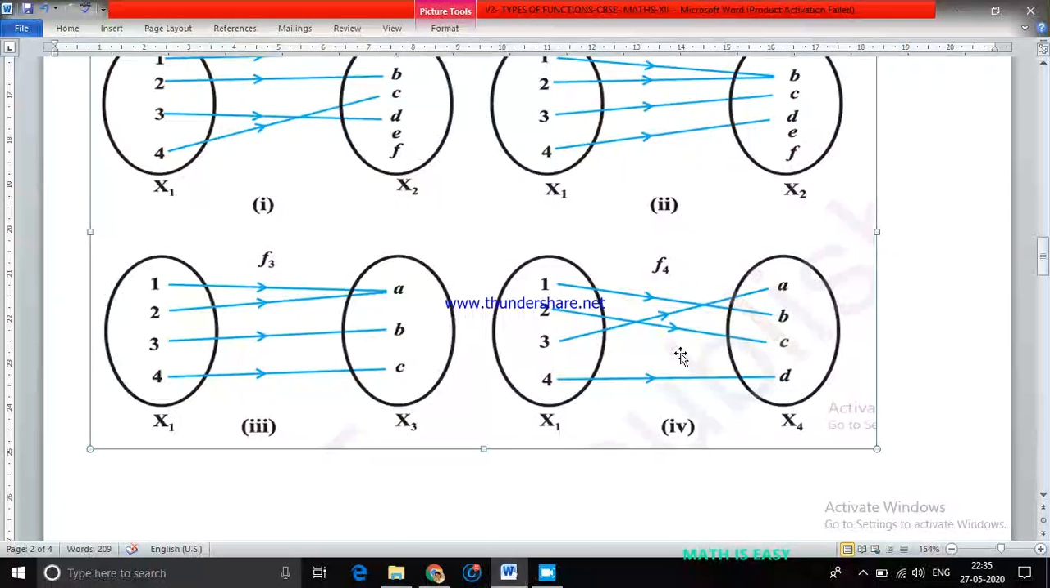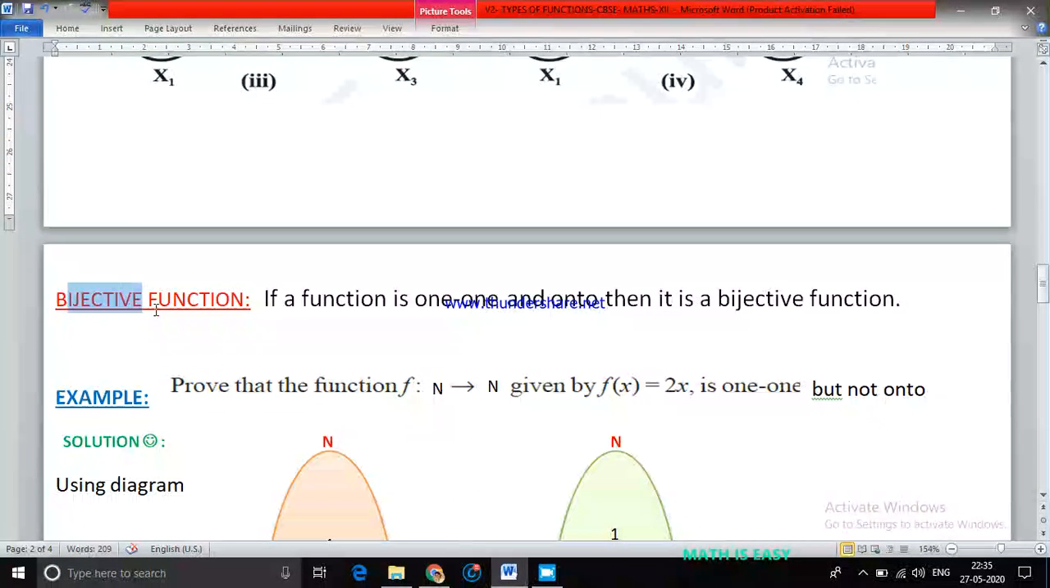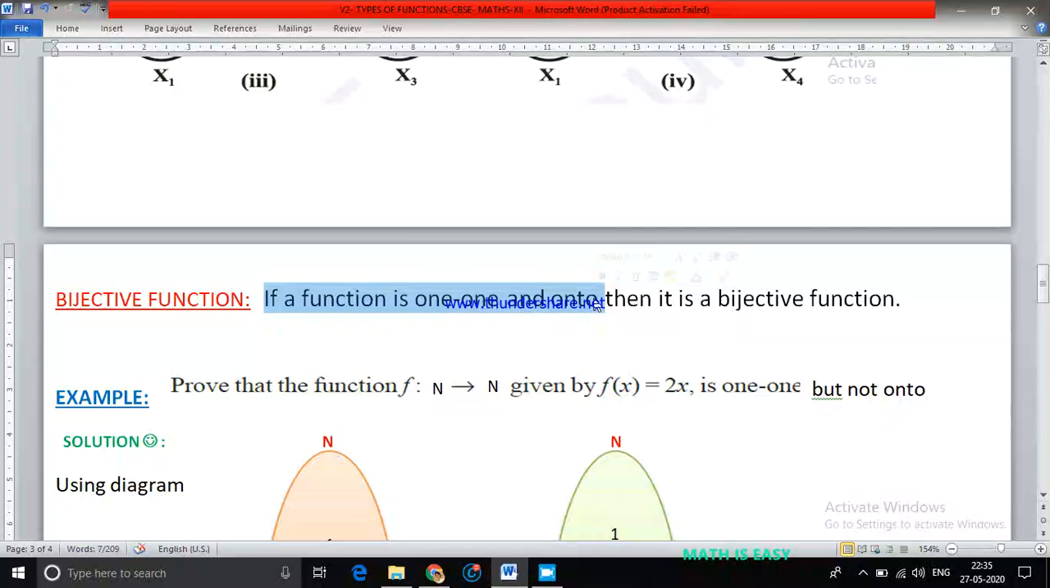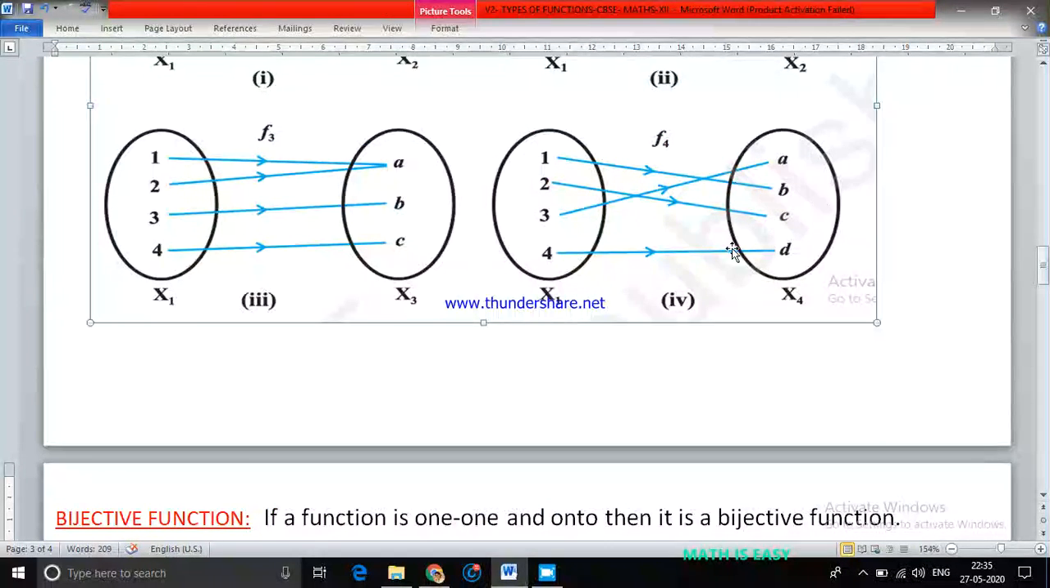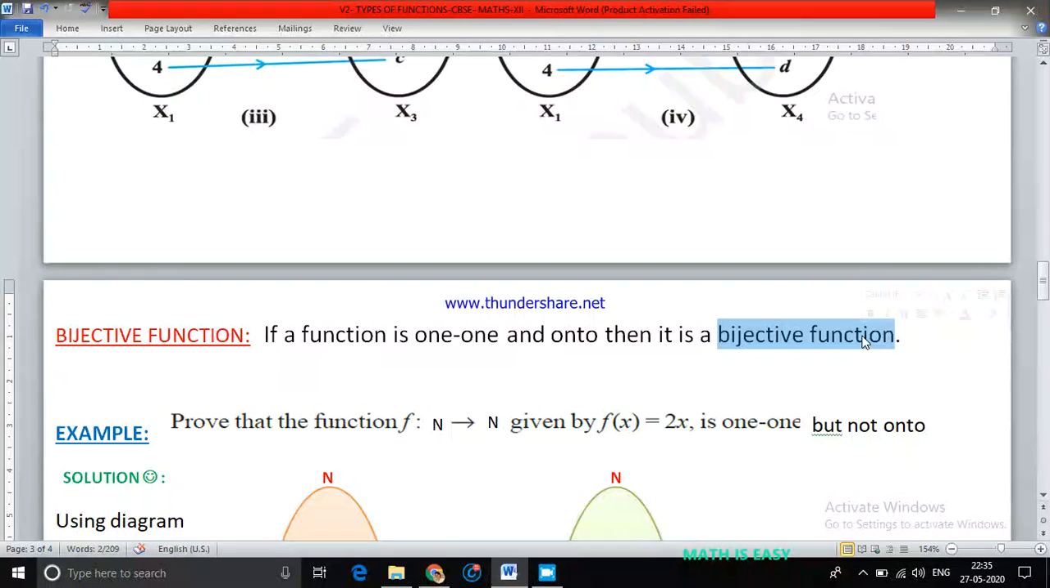So, we discussed one-one functions and onto functions. Now there is the bijective function, the third type. This is easier. If a function is one-one and onto, like example 4 here, where both are satisfied, such functions are called bijective functions. We are going to study more about bijective functions, regarding how to find the inverse of a function, maybe after a few classes.